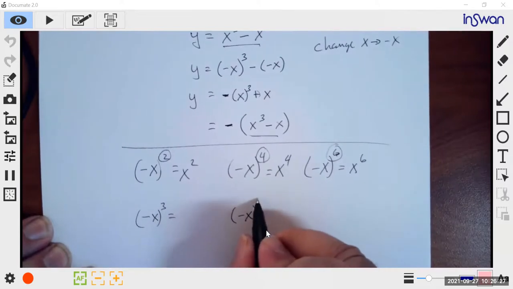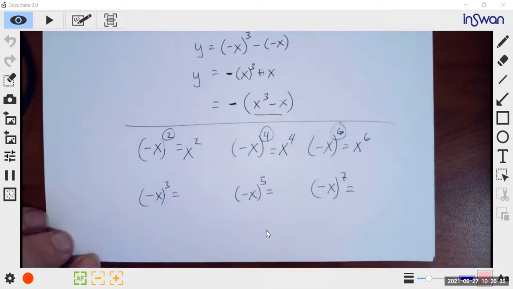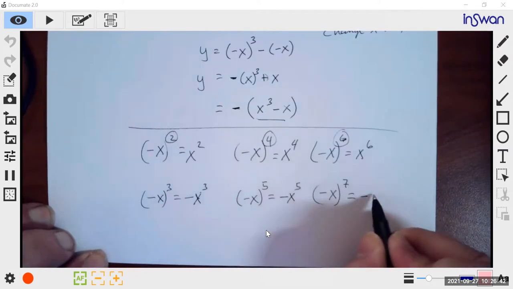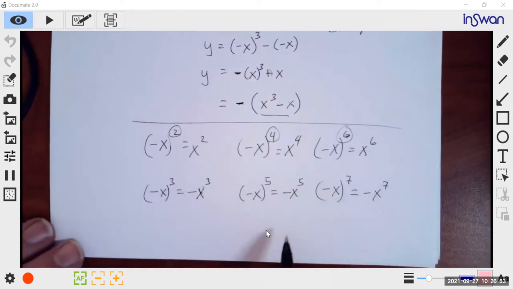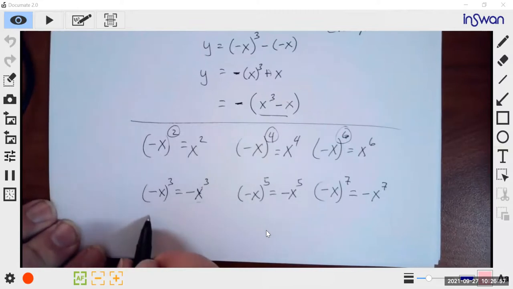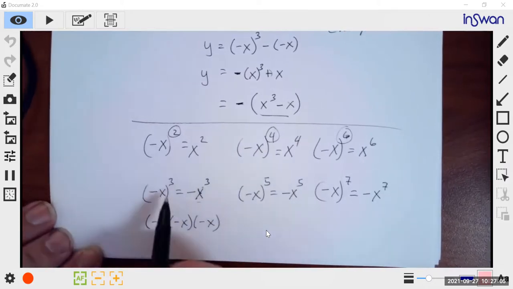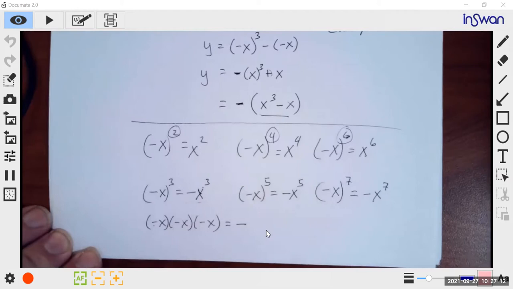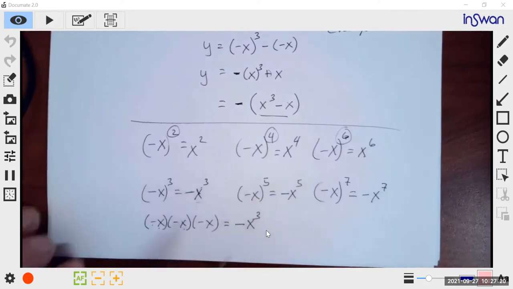How about negative x cubed? Negative x to the fifth, negative x to the seventh. They're going to stay negative. So it'll be negative x cubed without the parentheses, right? Why is it without the parentheses? Let's do the short one first. So it's negative x times negative x times negative x. They're all multiplied, right? That's the third power. Negative times negative is positive, times negative, it's negative. x times x times x is x cubed. So that's how come I put the negative out in front.